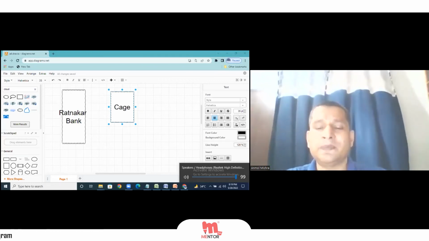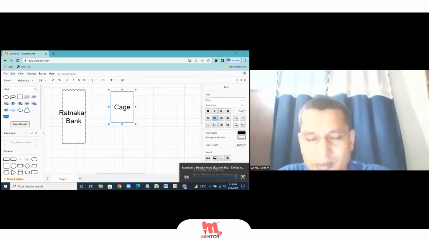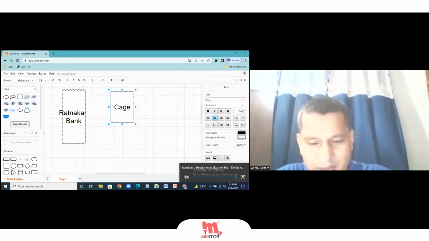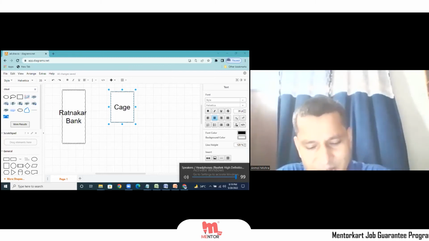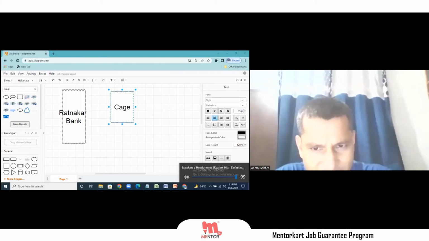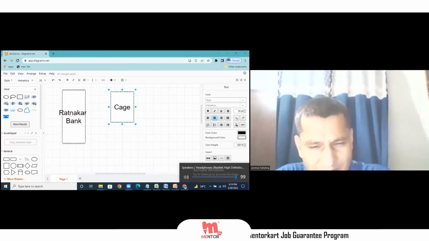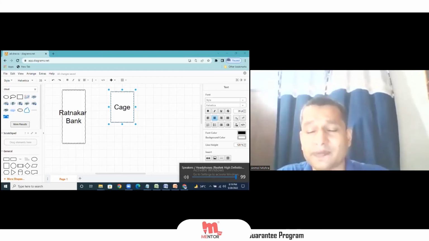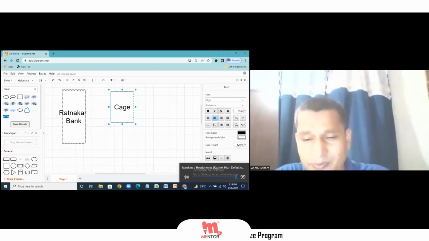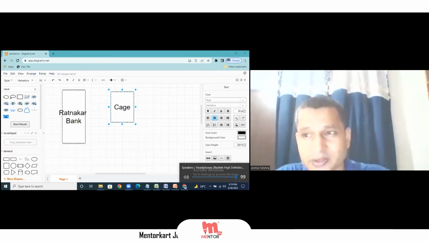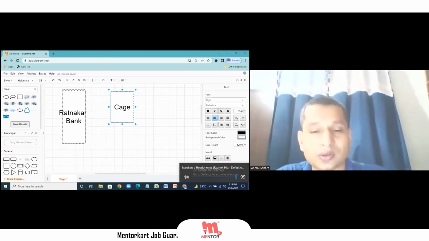Okay, my simple question to everyone: the Ratnakar IT manager gives two solutions to the business. One is that you purchase everything and set up everything on your premises. The second is to take all the services from a vendor, the vendor manages everything and provides you the SLA. Then my question is, why do we go to the cloud?